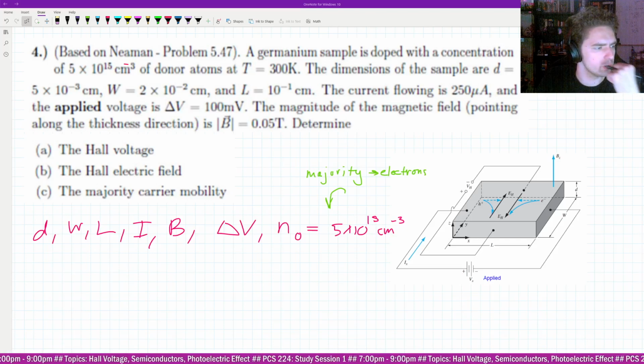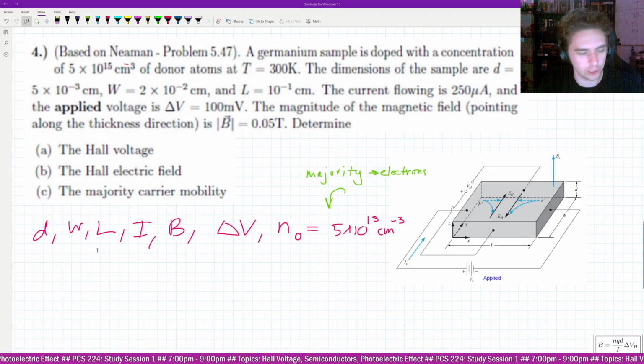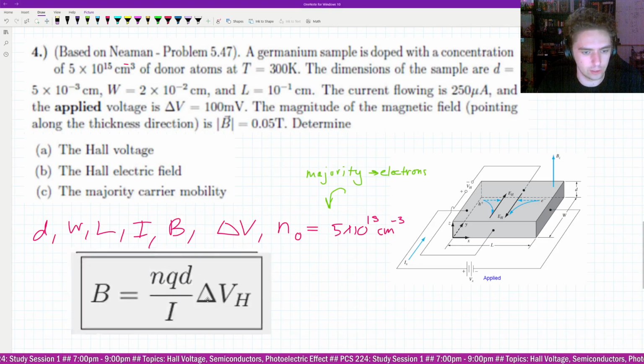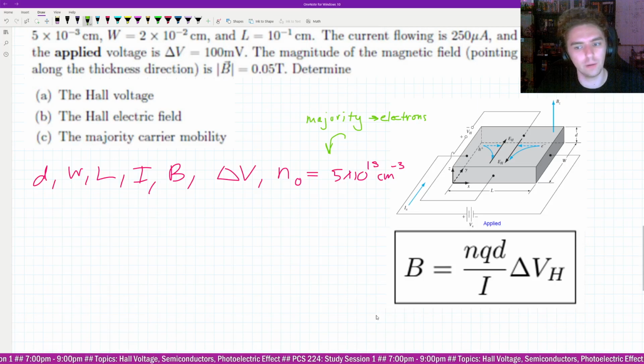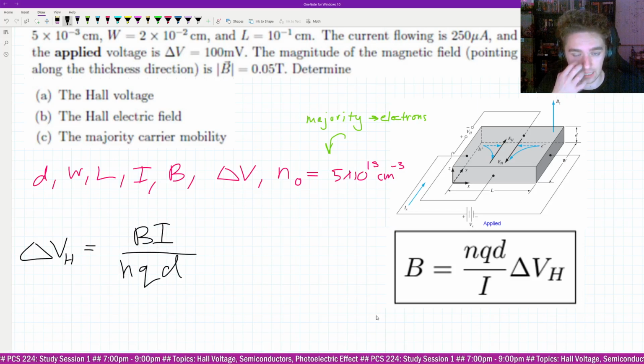Oh, no, I see. The same one, can't we? Yeah, we can use the same one as last time. I was just looking at part C. There's another equation to do there. Okay, so that is the equation we use for this part. We're solving for delta VH, so delta VH is equal to BI over NQD.